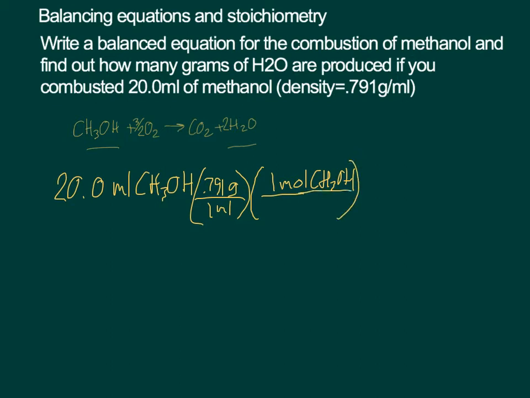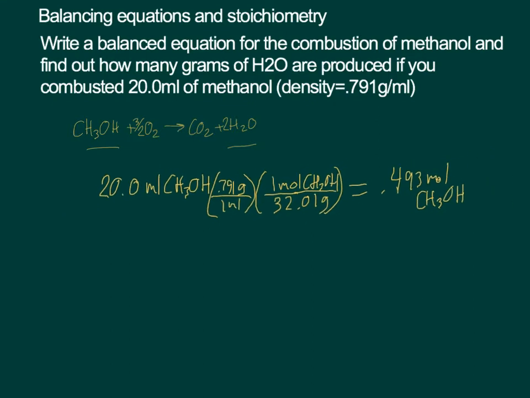And we're going to use the molar mass of methanol, which I've already calculated to be 32.01 grams. And at this point, we are going to go ahead and take a calculation, and we get 0.493 moles of CH3OH. So that's our starting point.